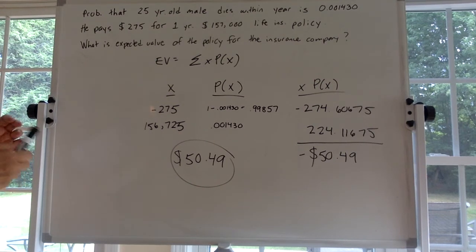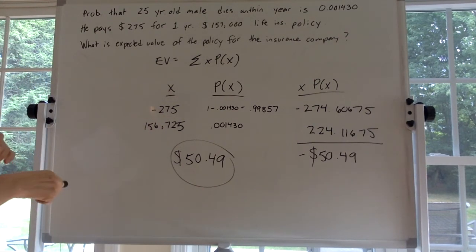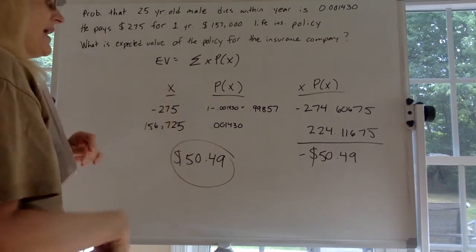I hope that helps. Think of the x column as your money situation. Do the simple math. I think you're good.